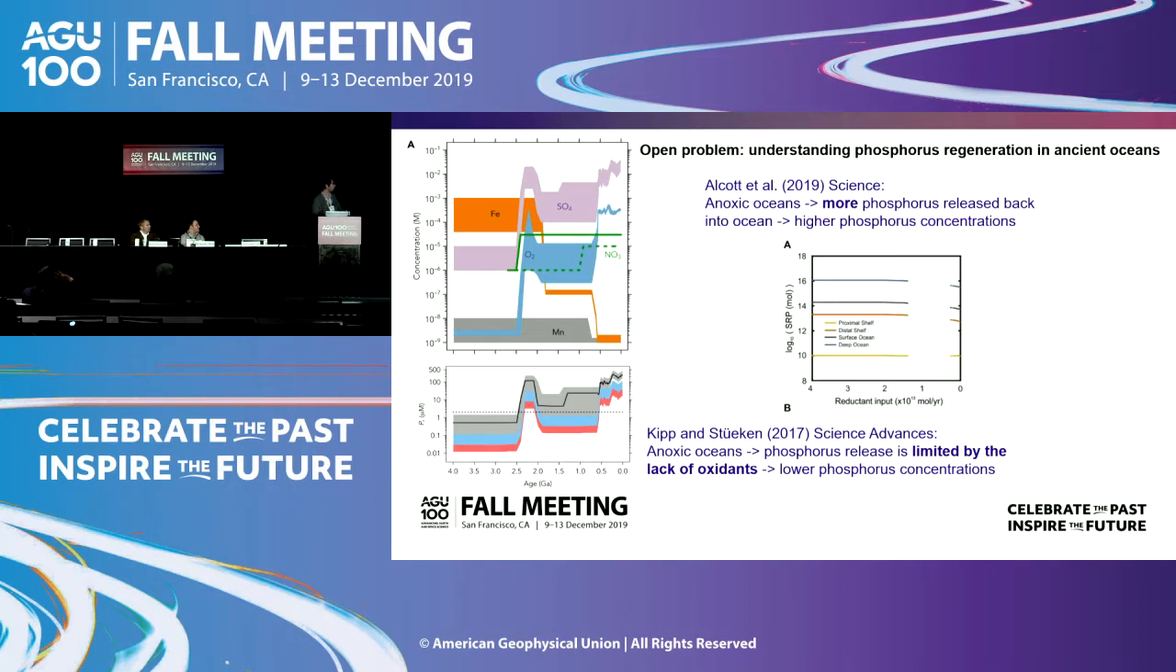There is some other work out there that suggests the opposite might be true, that when you have anoxic oceans, the lack of oxygen makes it very difficult to re-release that phosphorus. And so it makes a different prediction about phosphorus in the ocean through time. So I think this is also a really interesting subject for future study, to try and really pin down how phosphorus is working and how it interacts with other biogeochemical cycles. So yeah, I think with that, we're all happy to take questions.